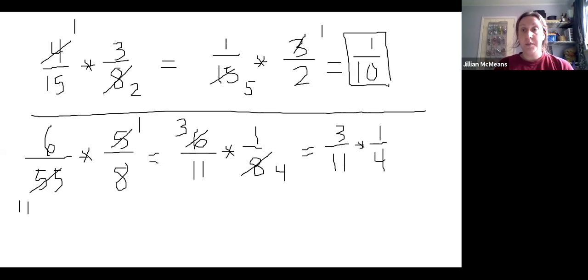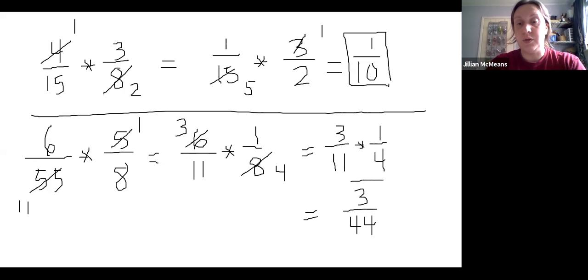If I look at the top and the bottom, there are no longer any common factors. Factors in the top would just be 1s and 3s. 3s don't go into 11 or 4, so I would go ahead and multiply across, and the final answer here would be 3/44. Okay, not bad.